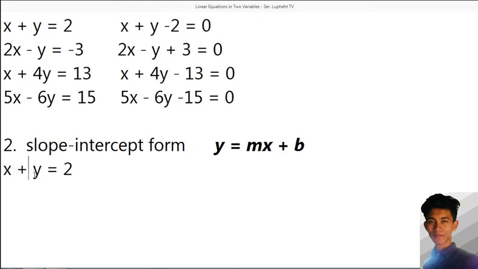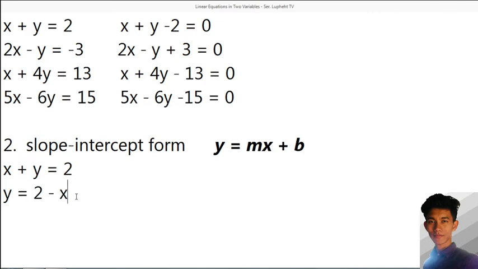So, gagawin natin, yung left side ay minusan natin ng x. Okay? And then, same thing gagawin natin sa kabila. Minus x. Okay? So, with that, makukuha natin ang sagot ay x minus x is 0. So, y. Yun na siya. So, y is equal to 2 minus x.